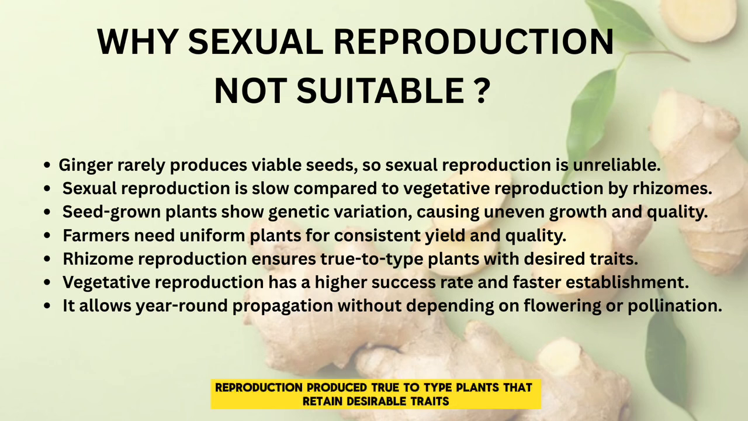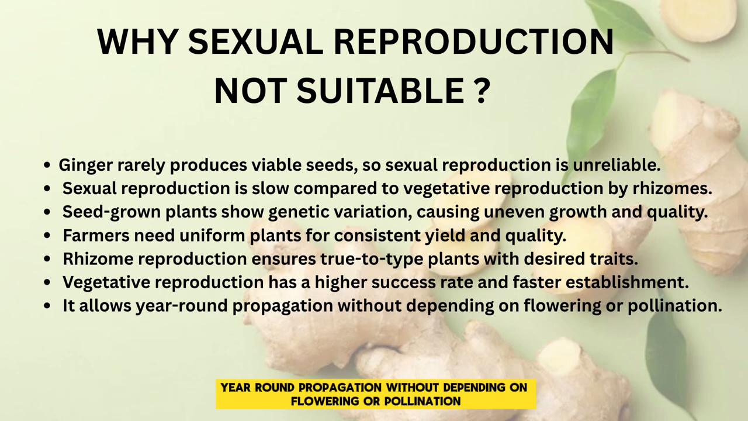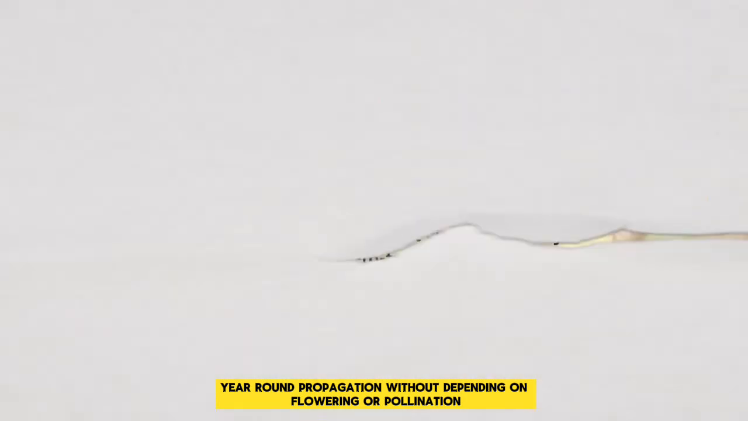Rhizome reproduction produces true-to-type plants that retain desirable traits. In addition, vegetative reproduction has a higher success rate and allows faster establishment. It also enables year-round propagation without depending on flowering or pollination.